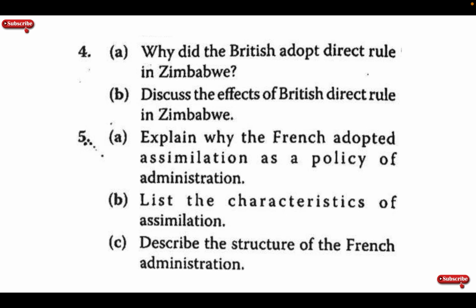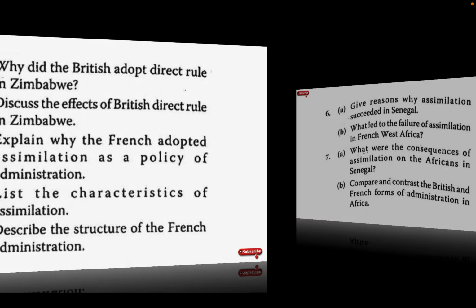Question 4a. Why did the British adopt direct rule in Zimbabwe? B. Discuss the effects of British direct rule in Zimbabwe. Question 5a. Explain why the French adopted assimilation as a policy of administration. B. List the characteristics of assimilation. C. Describe the structure of the French administration.